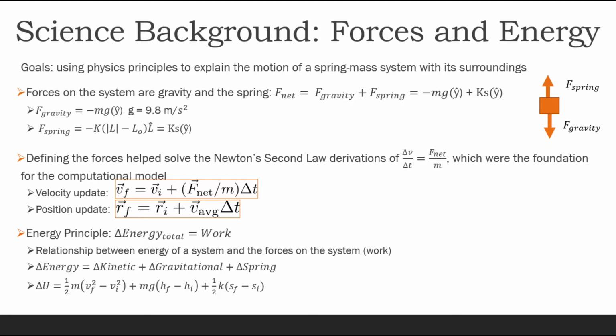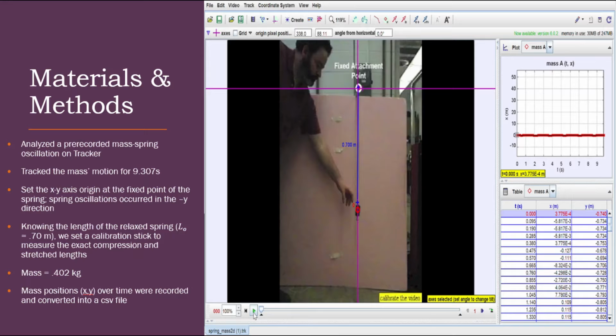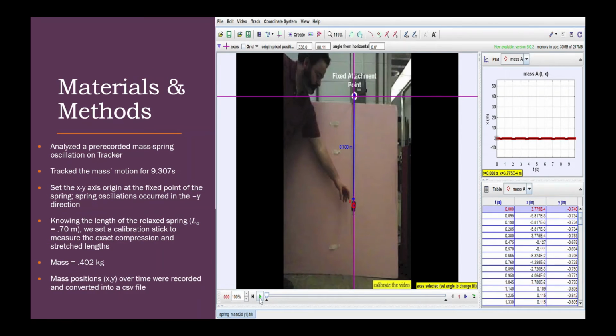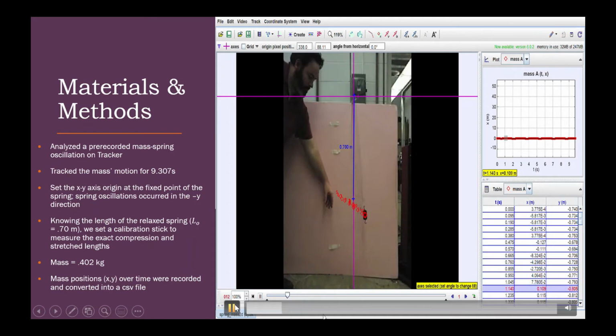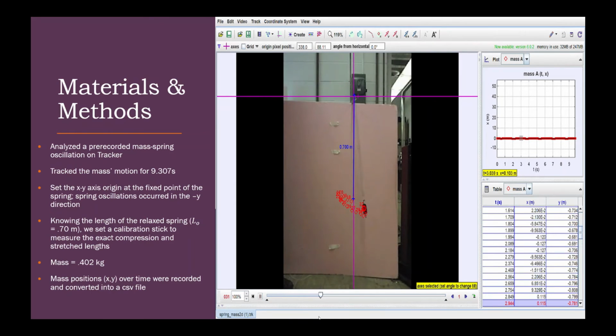In this lab, we tracked the motion of a spring mass oscillation for a time of 9.307 seconds. We analyzed the motion by setting an XY axis with the origin being at the fixed attachment point of the spring, causing the movement to be in the negative Y direction. Additionally, since we knew that the relaxed length of the spring was 0.7 meters, we were able to set a calibration stick to monitor the exact metric changes in the position. Also, the mass weighed 0.402 kilograms. Now here's the video at play.